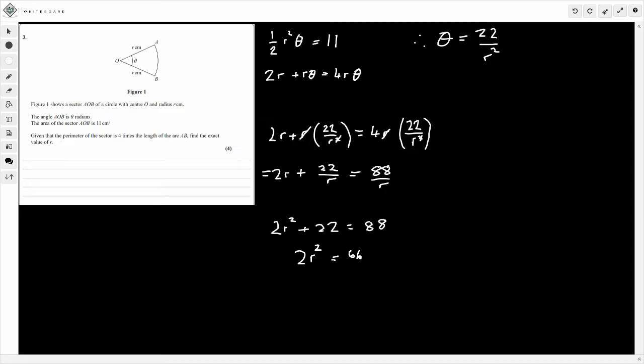Now we can divide through by 2 to get just r squared. So r squared is equal to 66 divided by 2, so that's 33. And therefore r must just be the square root of 33. Remember, we can only have the positive square root here because we're dealing with lengths, so we can't have a negative value, it doesn't technically make sense. So the square root of 33 is just our final answer. And there we go, there we have it.